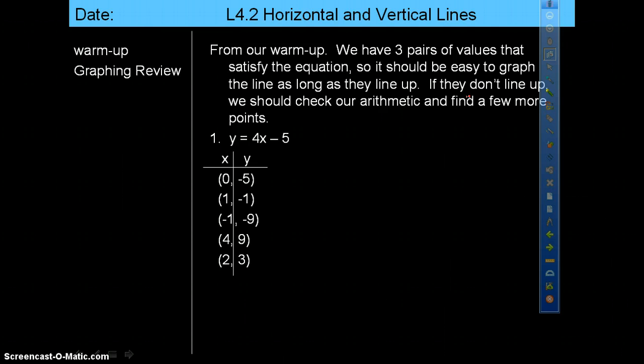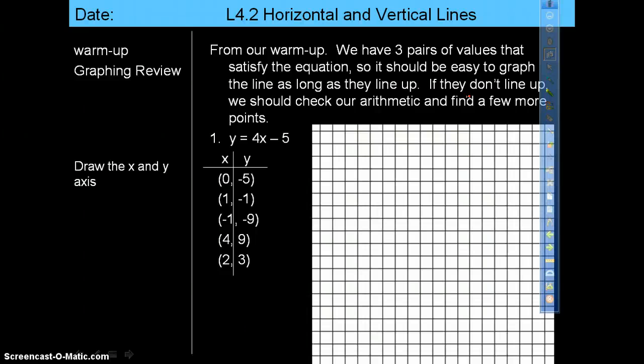In our warm-up, we had at least 3 pairs of values that satisfied the equation, so it should be easy to graph the line as long as they line up. So we start with a graph. We have to draw an x and y axis in. Typically, unless for some reason we know negatives shouldn't be included, we do include all 4 quadrants of the graph.